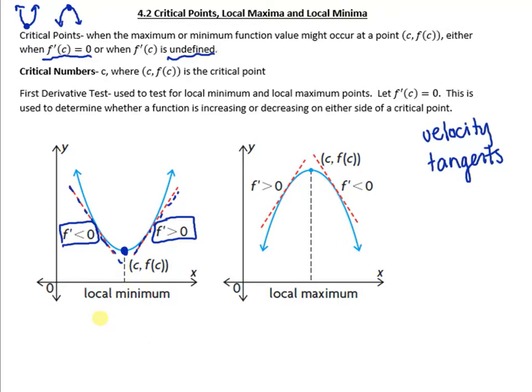Remember, we can tell decreasing and increasing because velocity is not only the speed, so the absolute value of the speed, but also direction. So this is speed plus direction, or magnitude plus direction. And if we have a local maximum, the derivative is greater than 0 on the left, and then the derivative is less than 0 on the right, because it changes from going up, or increasing, to decreasing, or in the other one, decreasing to increasing.